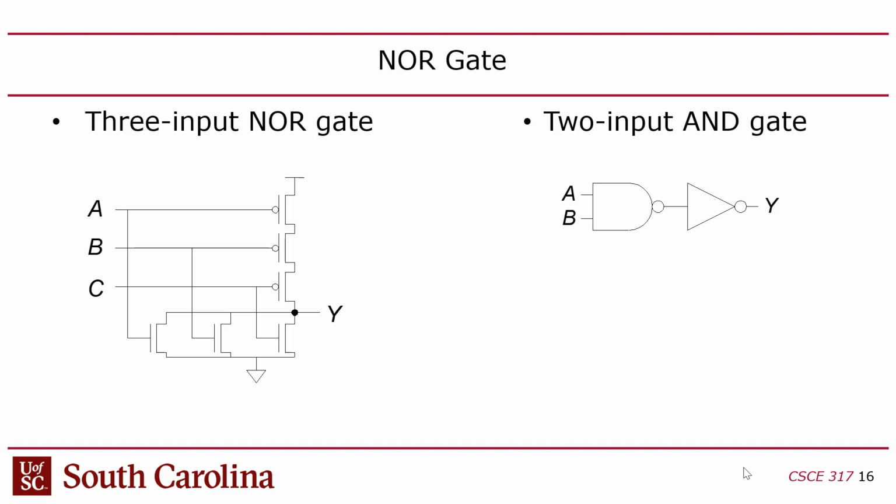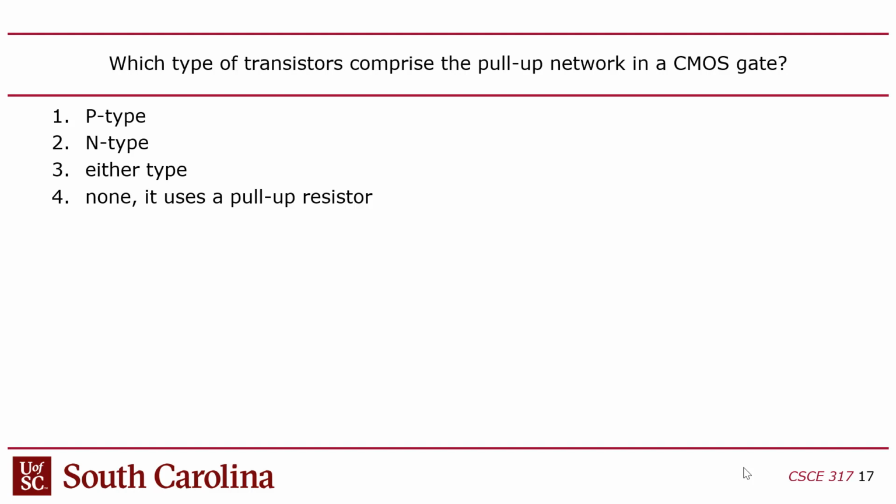Now this is a problem. So question, what type of transistors comprise the pull-up network? PMOS, P-type. And the pull-down network? N-type. Now, I'm not going to have time to get into the reason for that, but there is a reason for that. PMOS transistors are better at pulling up because their charge carriers are more effective at that.